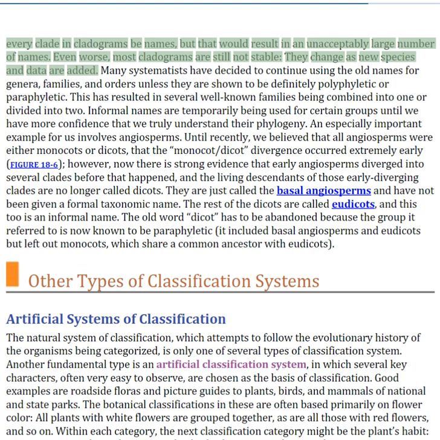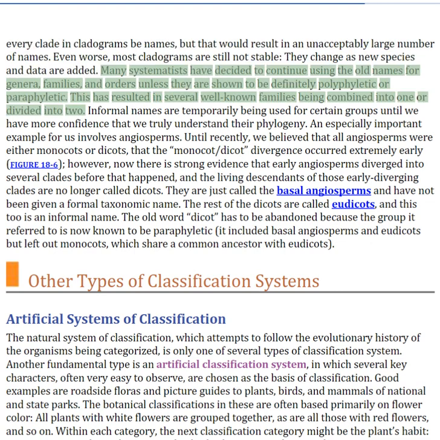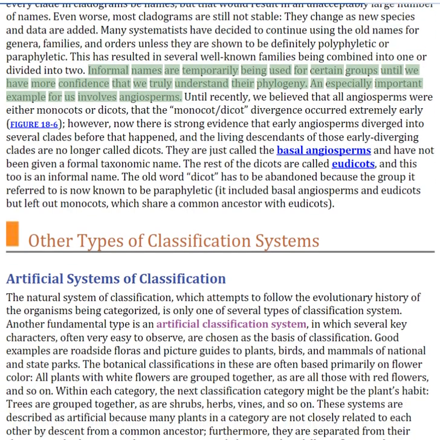Even worse, most cladograms are still not stable; they change as new species and data are added. Many systematists have decided to continue using the old names for genera, families, and orders unless they are shown to be definitely polyphyletic or paraphyletic. This has resulted in several well-known families being combined into one or divided into two. Informal names are temporarily being used for certain groups until we have more confidence that we truly understand their phylogeny.